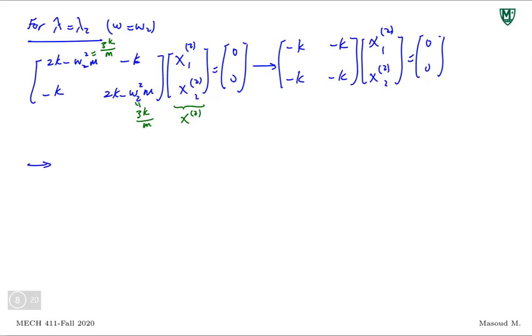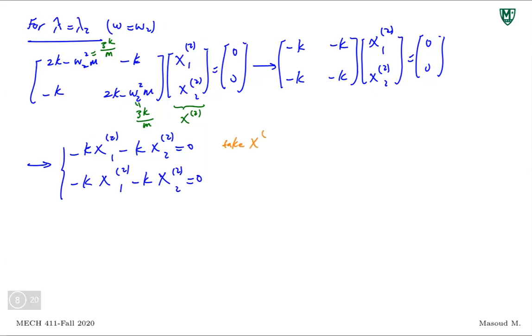If I rewrite that, that'll become minus k x2,1 minus k x2,2 is equal to 0, and minus k x2,1 minus k x2,2 is equal to 0. Remember, we talked about finding eigenvalues and eigenvectors. We went through this. It's the same process. Now, we take one as a free variable. Let's take x2,1 as 1.